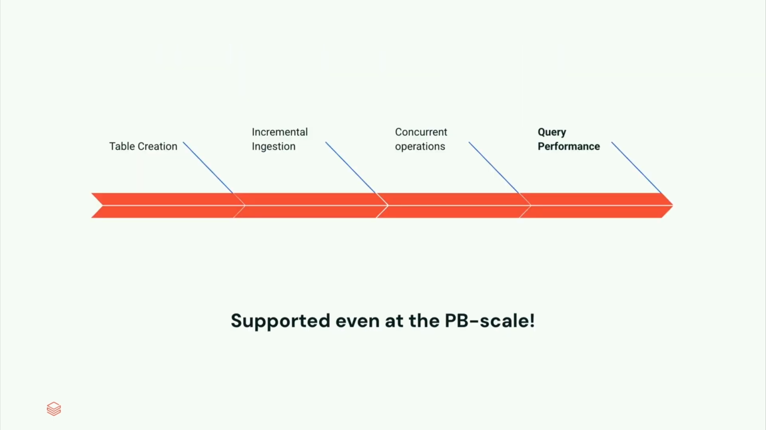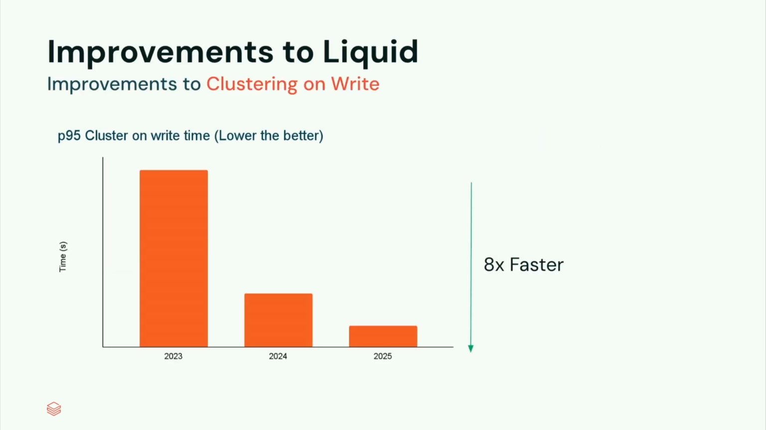And you may ask, hey, we ingested all this data, we're running these queries, how well does it scale? All these optimizations are supported at the petabyte scale, and as Cindy was mentioning, our largest table in the fleet is upwards of 10 petabytes. Let's actually look at some fleet numbers to see how well we have done.